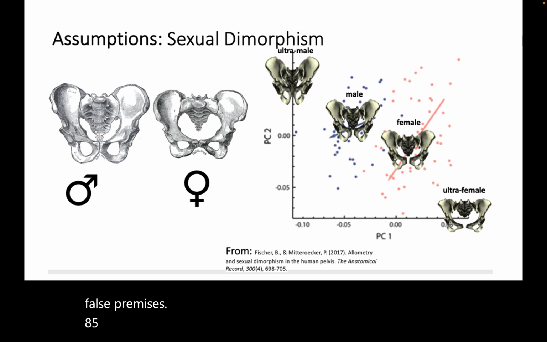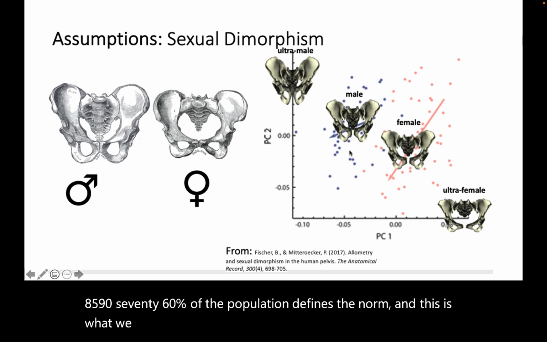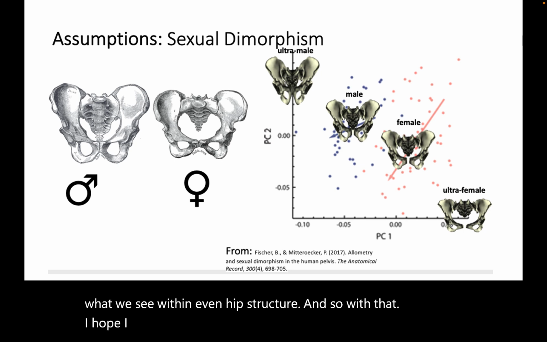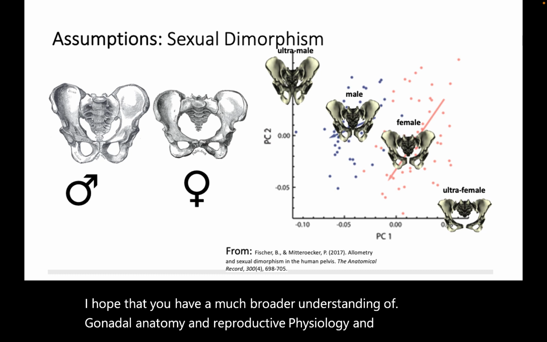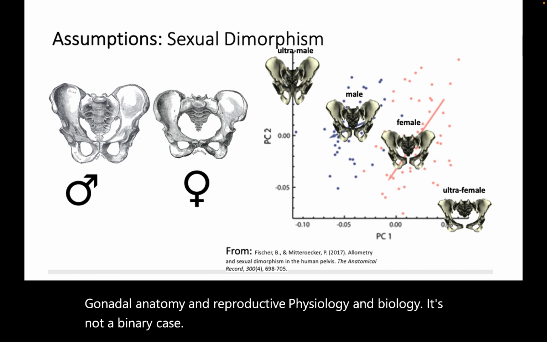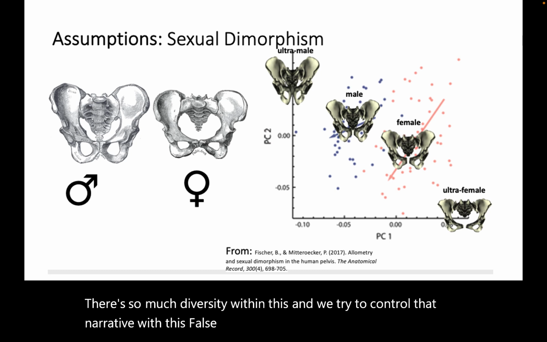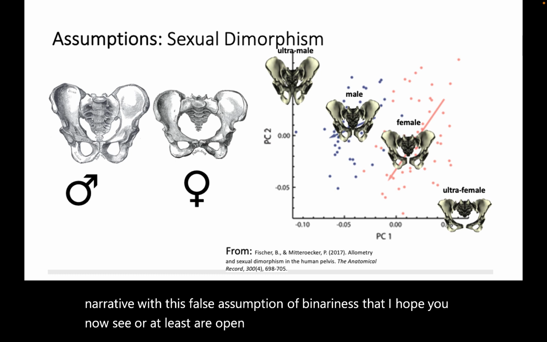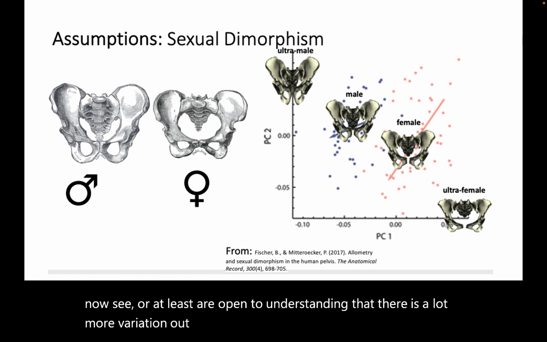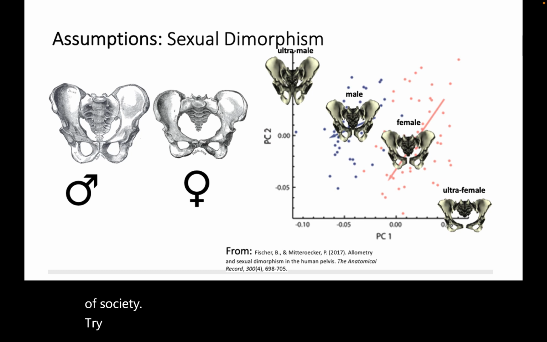85, 90, 70, 60% of the population defines the norm. And this is what we see within even hip structure. And so with that, I hope that you have a much broader understanding of gonadal anatomy and reproductive physiology and biology. It's not a binary case. There's so much diversity within this. And we try to control that narrative with this false assumption of binariness that I hope you now see or at least are open to understanding that there is a lot more variation out there than what society, some segments of society, try to report on and push and make people think and or feel.